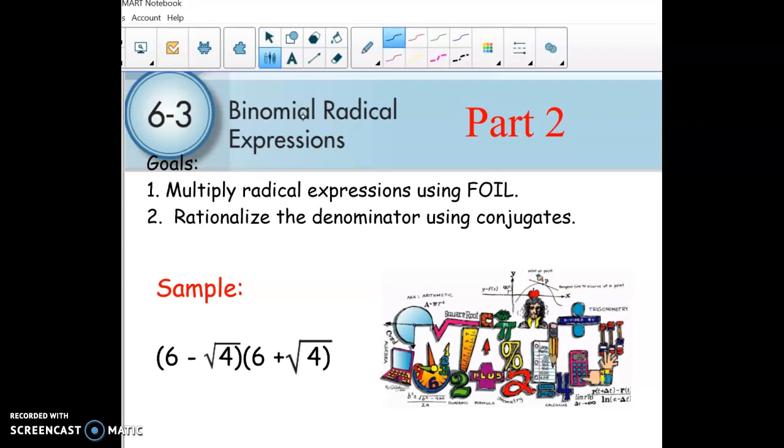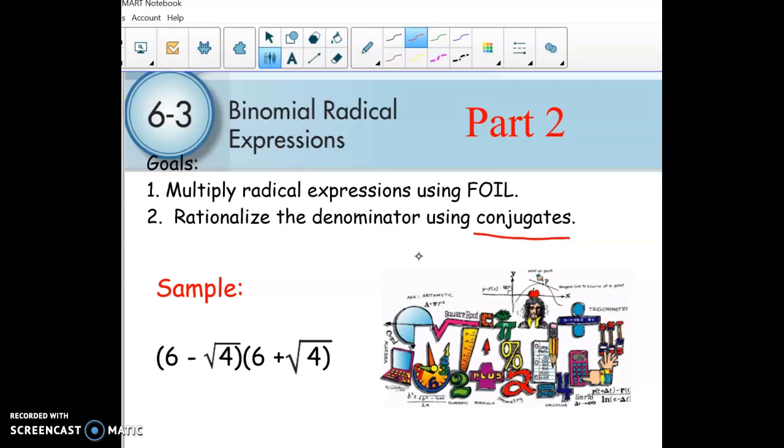All right, 6.3, day 2. And last time we did adding and subtracting, and now we're gonna do multiplying. And then also we're gonna kind of do divide, but divide, you really don't divide, you just rationalize the denominator using conjugates. Which I'm not sure if we talked about that or not, but it's a pretty fun math word called conjugates. So here's what a multiply one will look like, right?